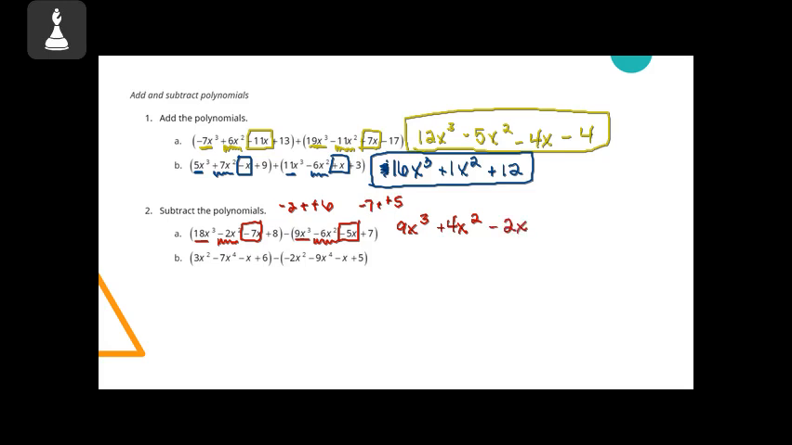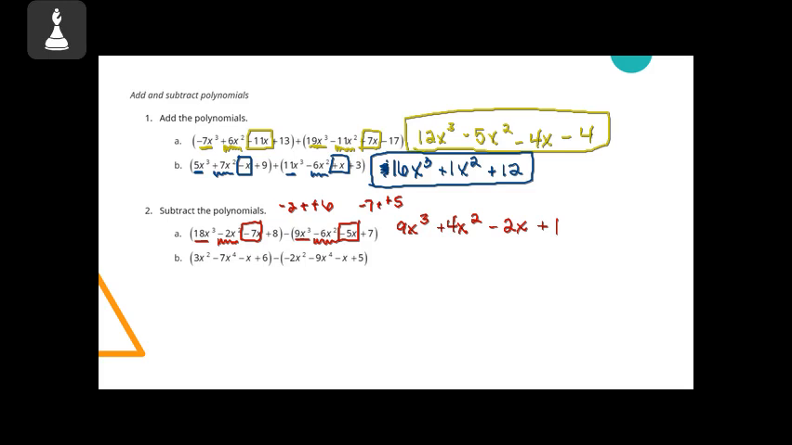Now, the other way that you can do this is distribute this negative into the entire second parentheses, and then you'll be able to line up the terms. So let me show you. 3x squared minus 7x to the fourth minus x plus 6. We want to subtract negative 2x squared minus 9x to the fourth minus x plus 5.